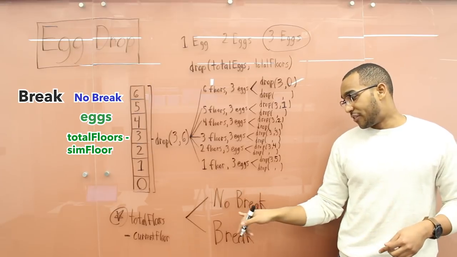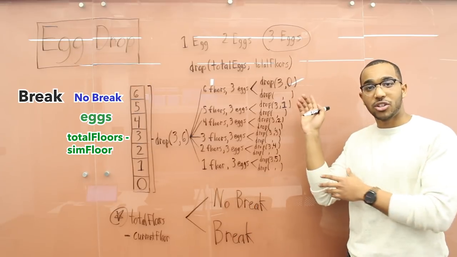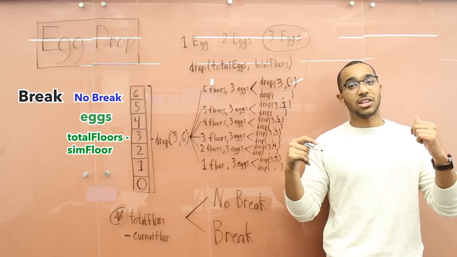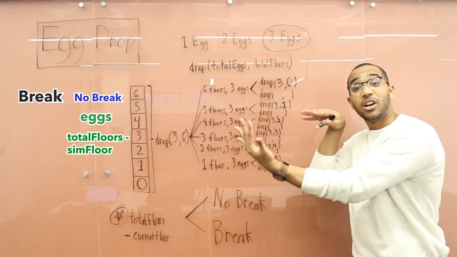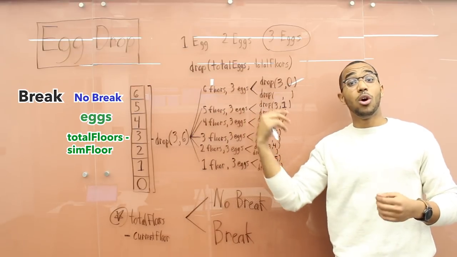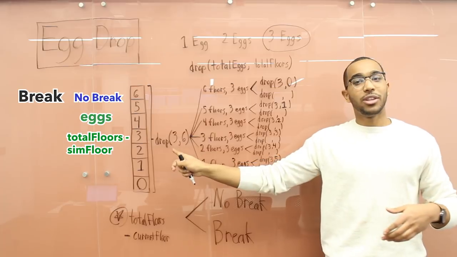Okay, great. So we finished our no breaks, and now we understand why we branch that way, because we're doing simulations of the worst case subproblems. And remember, we're converging to the base case. We're breaking this down so we get to our base cases. I don't know the answer to this.